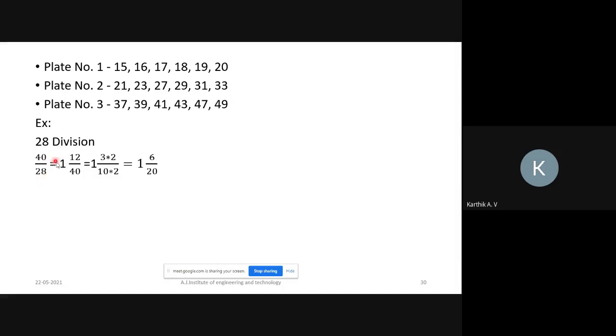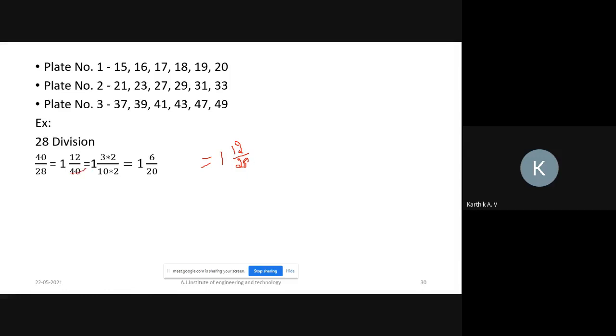28 ones are 28. The remaining is 40 minus 28, how much? I will solve here. This is the calculation. 28 ones are 28. The remaining is 40 minus 28, which is 12. So 12 remaining, divided by 28, not 40.